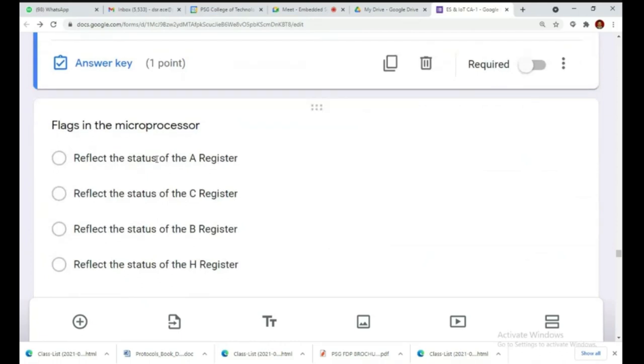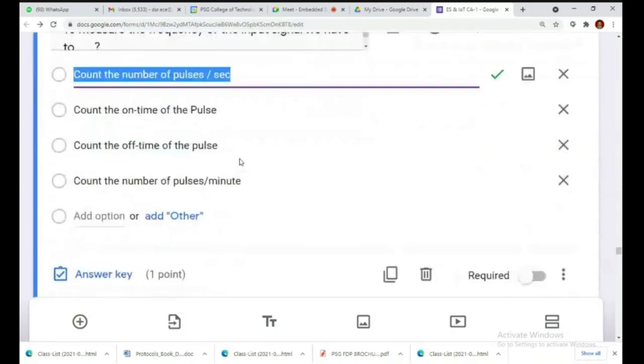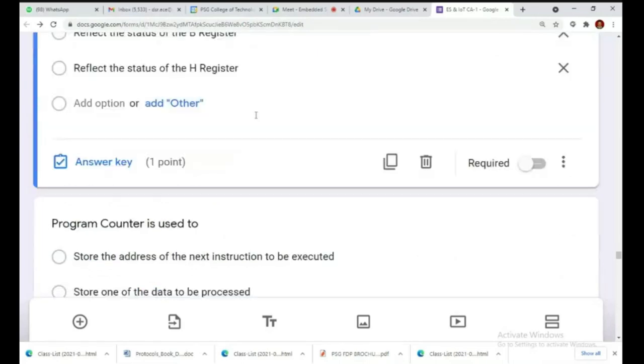Flags in a microprocessor reflect the status of the A register, the accumulator. Whenever there is a carry, the carry flag will set. Whenever there is an overflow, the overflow flag will set. Whenever there is a carry from the third bit to the fourth bit, the auxiliary carry flag will set. Whenever there is a zero, the zero flag will set. Whatever be there in the register due to some computation, the flag reflects the status of the accumulator. That we need to understand. So the right answer is reflect the status of the A register.